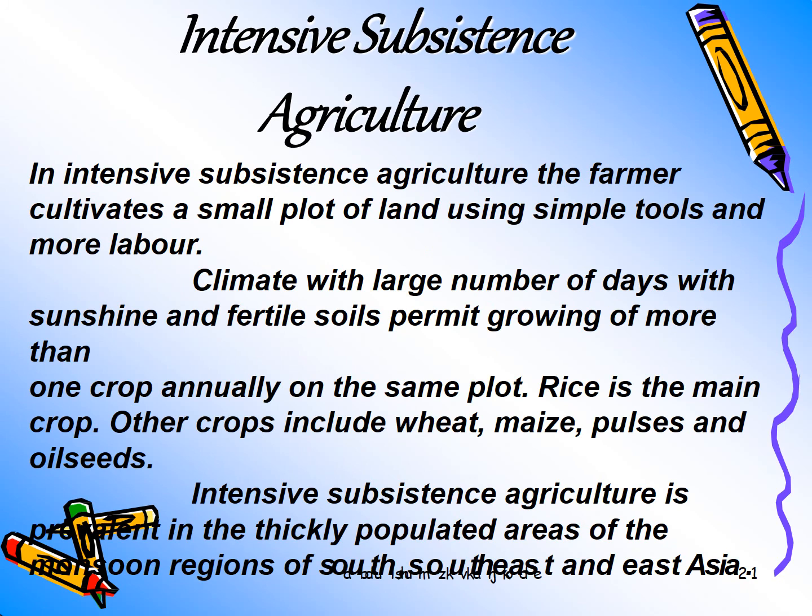What is intensive? In intensive subsistence agriculture, the farmer cultivates a small plot of land using simple tools and more labor. Climate with a large number of days with sunshine and fertile soils permit the growth of more than one crop annually on the same plot. Rice is the main crop which is grown, and other crops may include wheat, maize, pulses. Intensive subsistence agriculture is prevalent in the thickly populated areas of the monsoon regions of South, Southeast and East Asia.